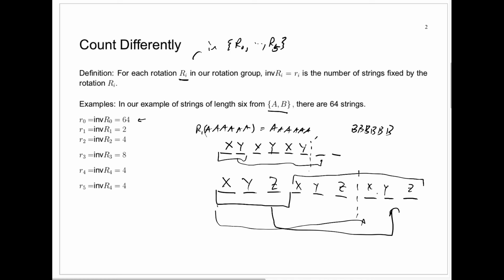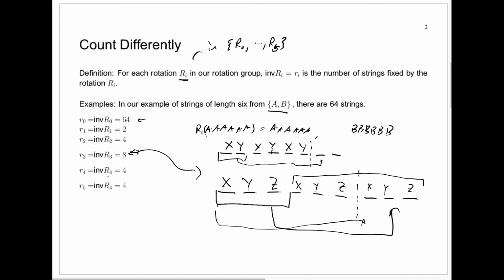So how many ways are there to choose a string that's invariant under R3? We can choose X to be anything we want, meaning A or B. Y can be anything we want, A or B. And Z can be anything we want, A or B. We'll have 2 times 2 times 2 choices, or 8 total strings that are invariant under R3.